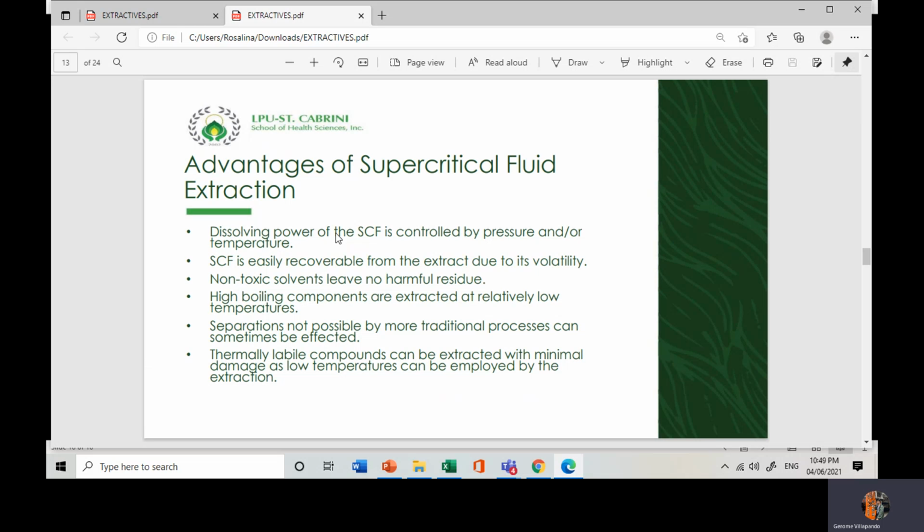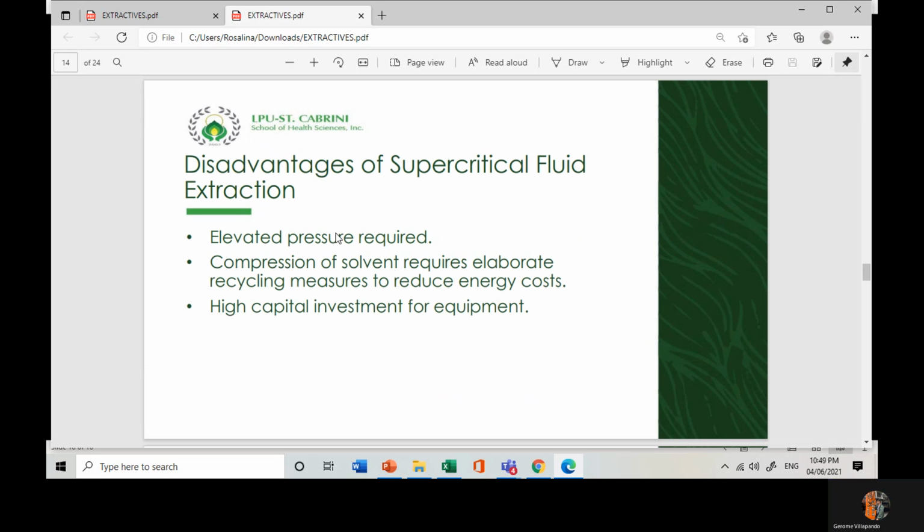Again, kung makikita niyo yung dulo, thermally labile compounds can be extracted with minimal damage, as low temperatures can be employed for the extraction. Siyempre, kung may advantage, may disadvantage. So, elevated pressure required. Compression of solvent requires elaborate recycling measures to reduce energy cost. High capital investment for equipment. Yun nga lang, medyo may kamahalan po ang ating gamit.